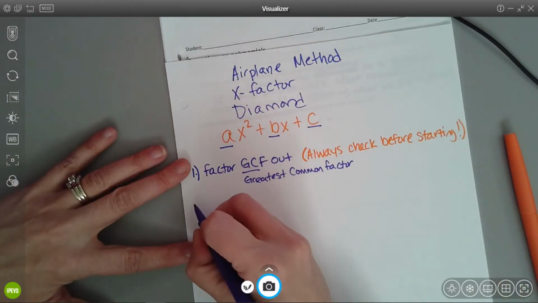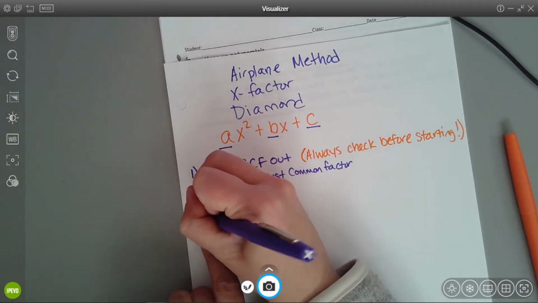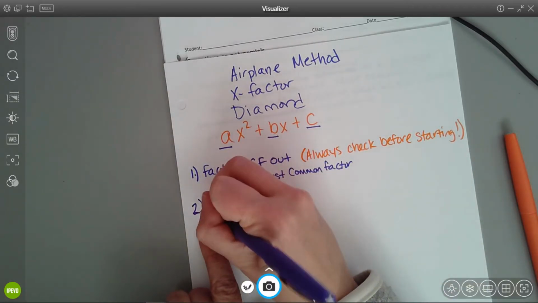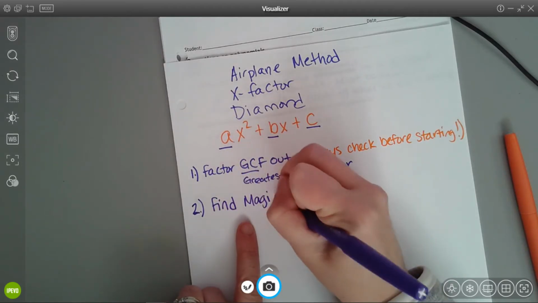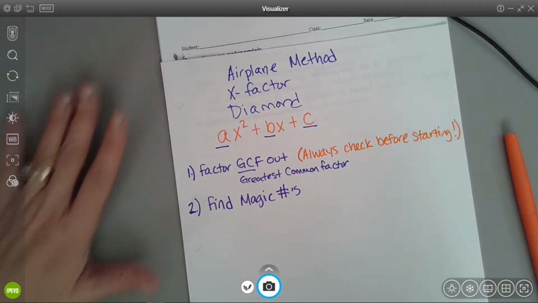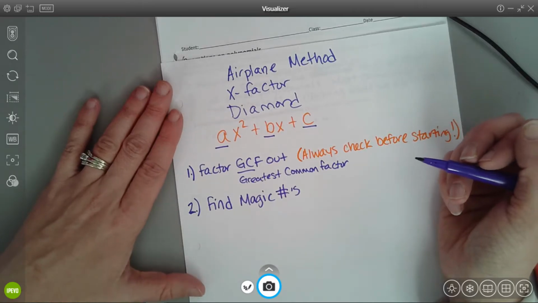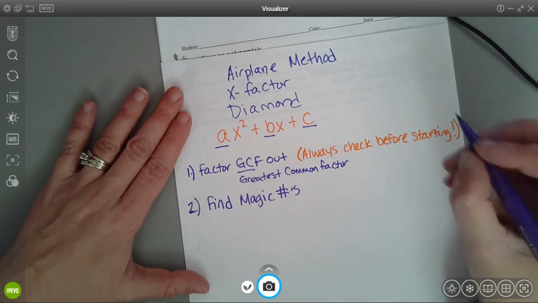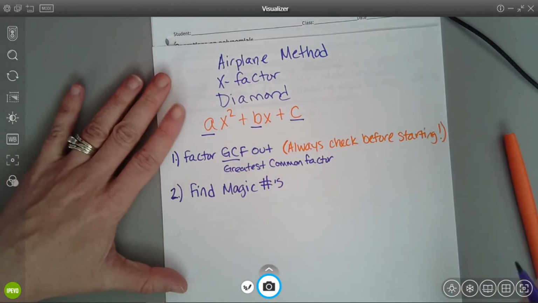The second thing that we are going to do, we are going to get our propeller set and ready to go. What we're going to do here is find our magic numbers. Now you may be saying, Mrs. Stanton, what the heck is a magic number? Well, guys, these numbers are going to take you far in life. They are magical. They will make you do math in a way that you never thought you could do math before. That's what makes them so magical.